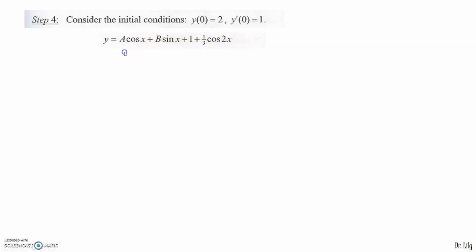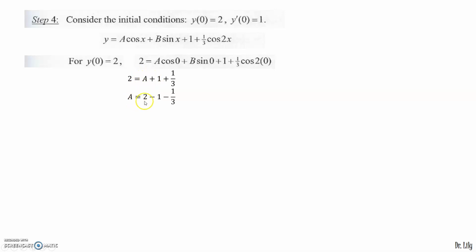over 3 cos 2x. The first initial condition is when x is equal to 0, y equals 2. So you substitute into the general solution: 2 is equal to a cos 0 plus b sin 0 plus 1 over 3 cos 0. Cos 0 is equal to 1, sin 0 is equal to 0. So we simplify it to become 2 is equal to a plus 1 over 3. Then we rearrange it to solve for a: a is equal to 2 minus 1 over 3, which is 2 over 3.